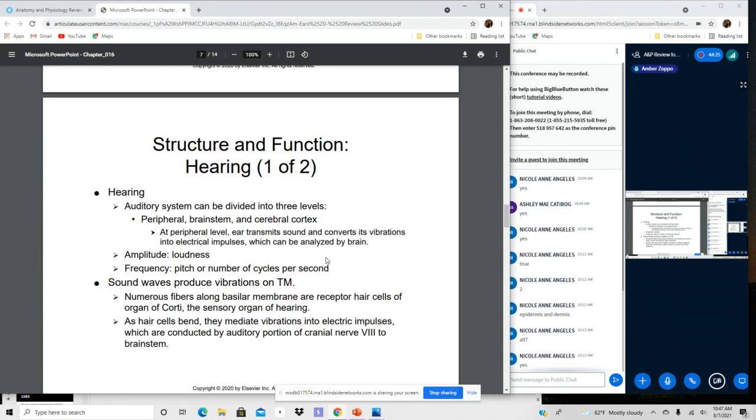Numerous fibers along the basilar membrane are receptor hair cells of the organ of Corti, the sensory organ of hearing. As hair cells bend, they convert vibrations into electrical impulses, which are conducted by the auditory portion of cranial nerve 8 to the brainstem.